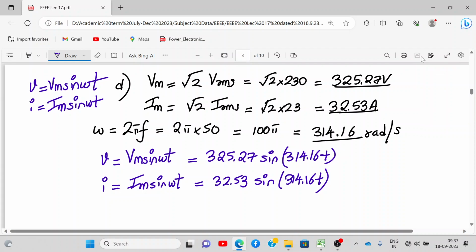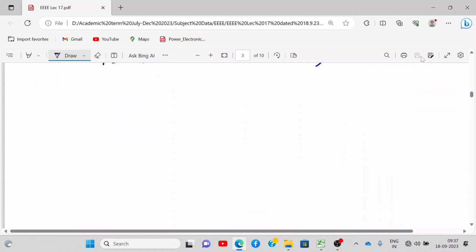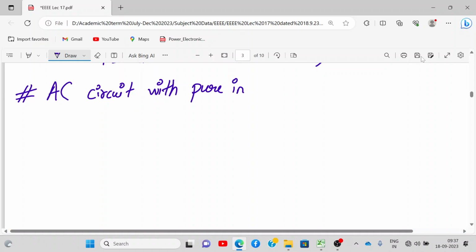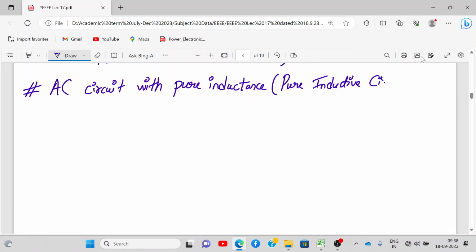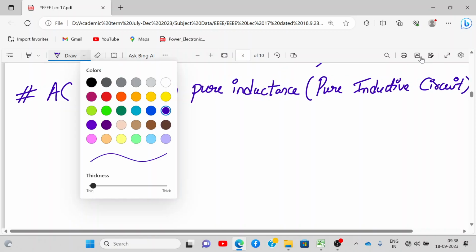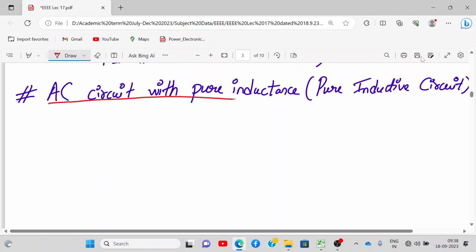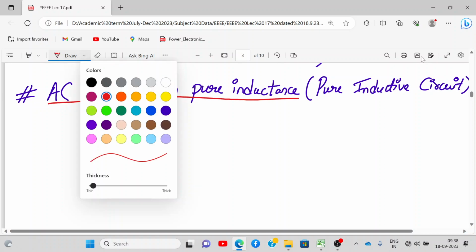Okay. Now write down AC circuit with pure inductance. Why am I writing pure inductance? Because a practical inductor has a small resistance also. But this is a pure inductive circuit. So, AC circuit with pure inductance. We'll apply a similar analysis.